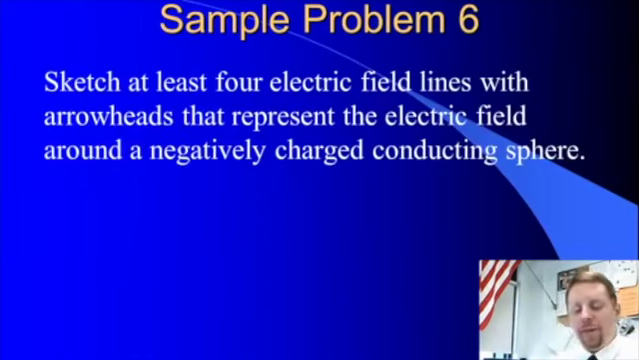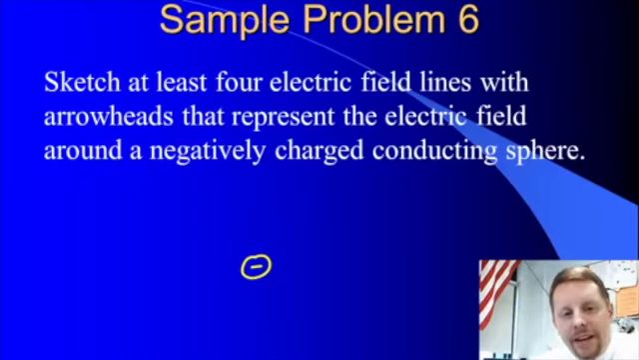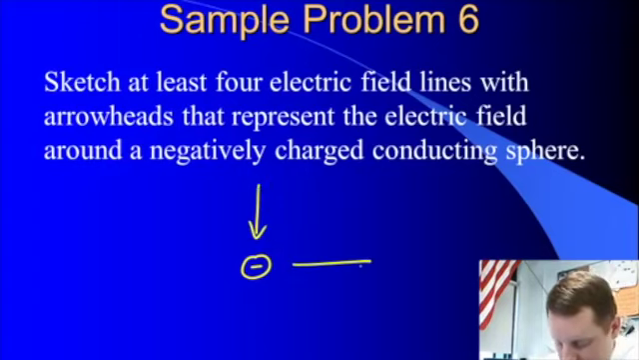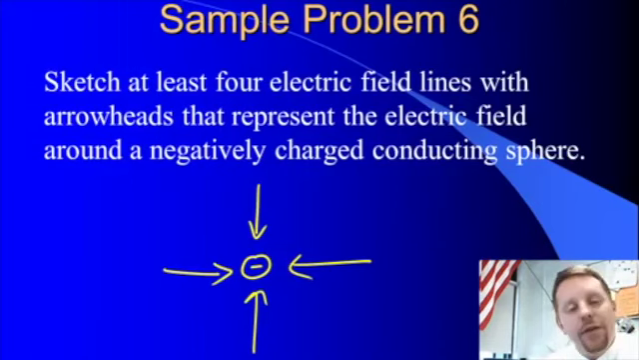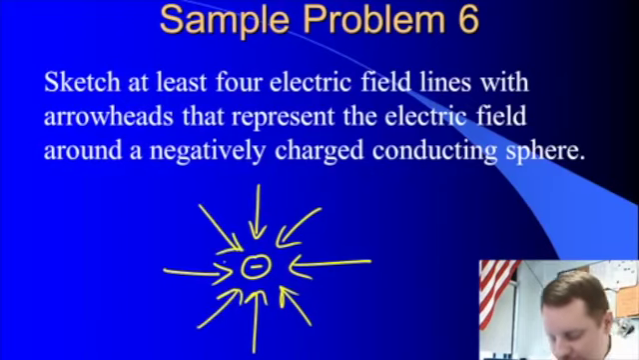Let's try one last problem. We're asked to sketch at least 4 electric field lines with arrowheads that represent the electric field around a negatively charged conducting sphere. Okay, let's start off with our negatively charged conducting sphere. And we know electric field lines come into negative charges. So if I wanted to draw 4 electric field lines, there's 1, there's 2, there's 3, there's 4. And you could keep going. If you wanted more than 4, you could add them in as long as they're evenly distributed and all going in toward that negative charge.